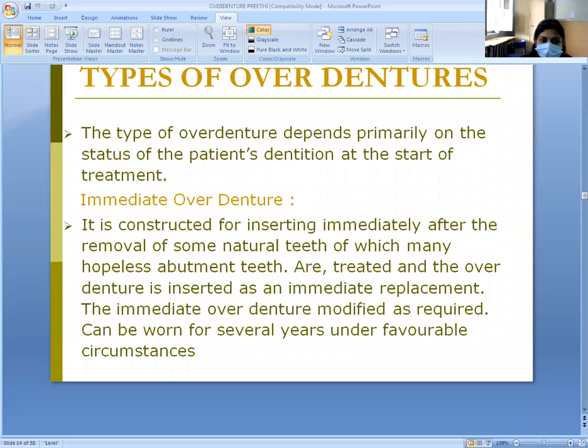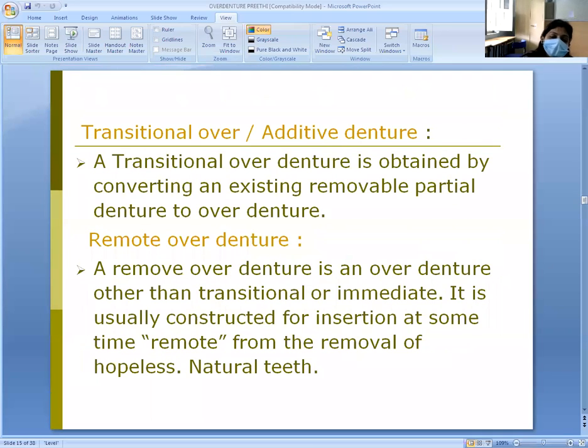This is the immediate overdenture. The advantage of immediate overdenture is patient satisfaction; the psychological benefit is more in the case of immediate overdenture, because when you extract the teeth and immediately replace them, the patient need not stay edentulous for long, and it helps the patient adapt chewing skill and speaking skill.